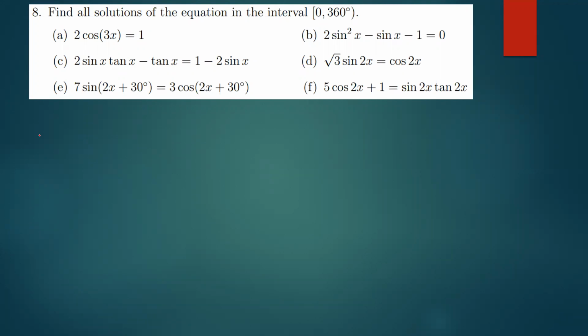So the first question here is we have 3 cos 3x is equal to 1. We will first start by dividing everything by 3 so that we remain with cos 3x this side. And then we say this is equal to 1 over 3. Oh, this is 1 over 2 rather. There's a 2 here, not a 3. So we have 1 over 2 this side.